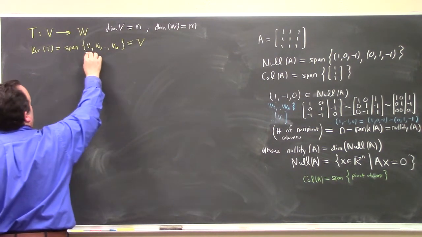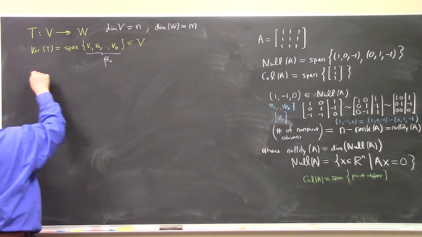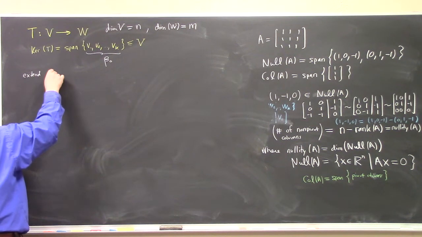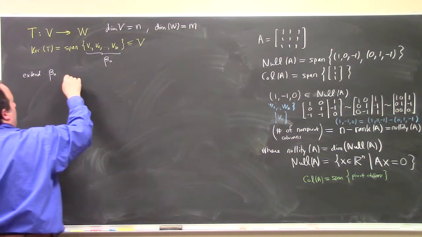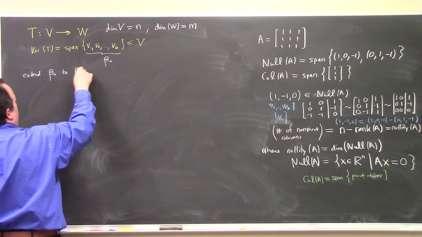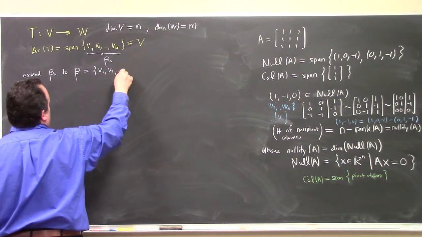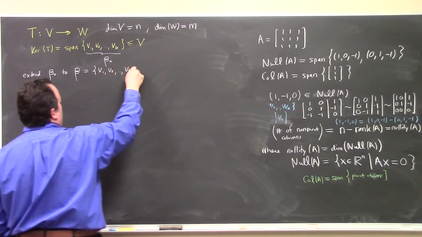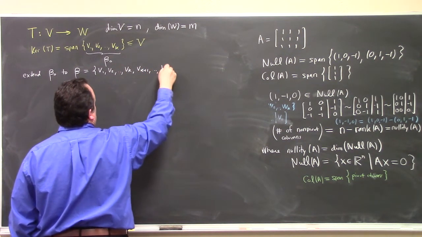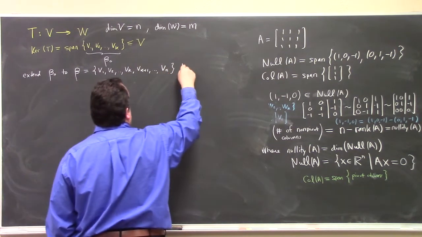Let me call this thing here beta naught, right? So extend beta naught to beta equal to V1, V2, ..., VK, VK plus 1, ..., Vn, a basis for V.